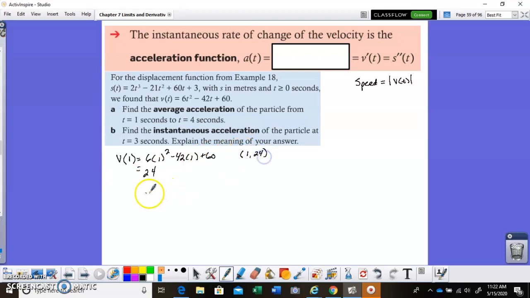(1, 24). And then I need to find the velocity when time is 4. So I'm going to do 4. I'm sorry, that's supposed to be a 6.